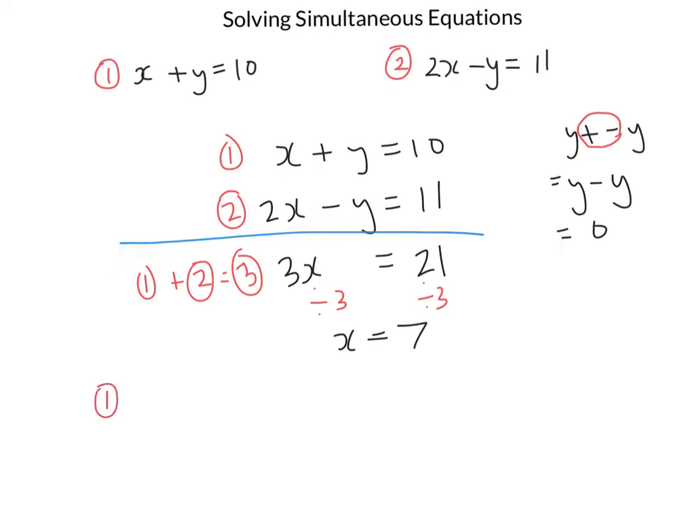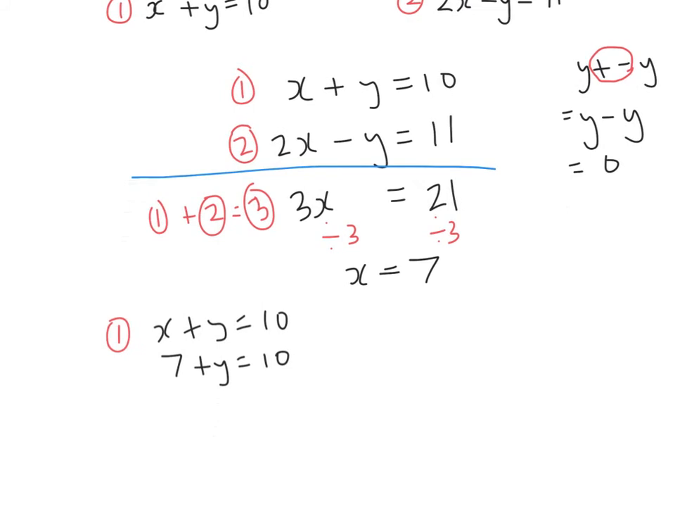We can write out the equation first of all: x plus y equals 10. But we now know we've worked out the x value must be 7. So instead of x plus y equals 10, we can write 7 plus y equals 10. And then we can solve that equation by subtracting 7 from both sides to get y equals 3. So our answer is x equals 7, y equals 3.